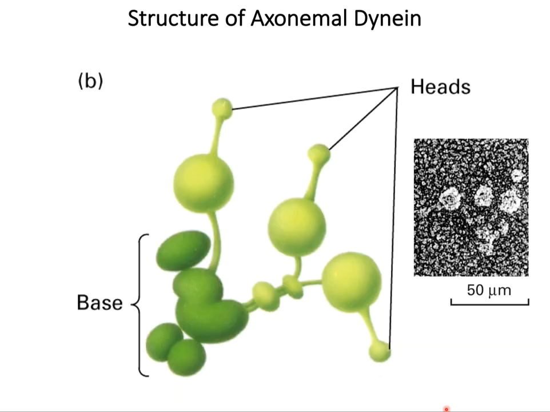So what we are interested in here is the axonal dynein. It is an extremely large protein. It has a region known as the base. This region is known as the heads. It is very large, and you can see this actually on an EM image right here.